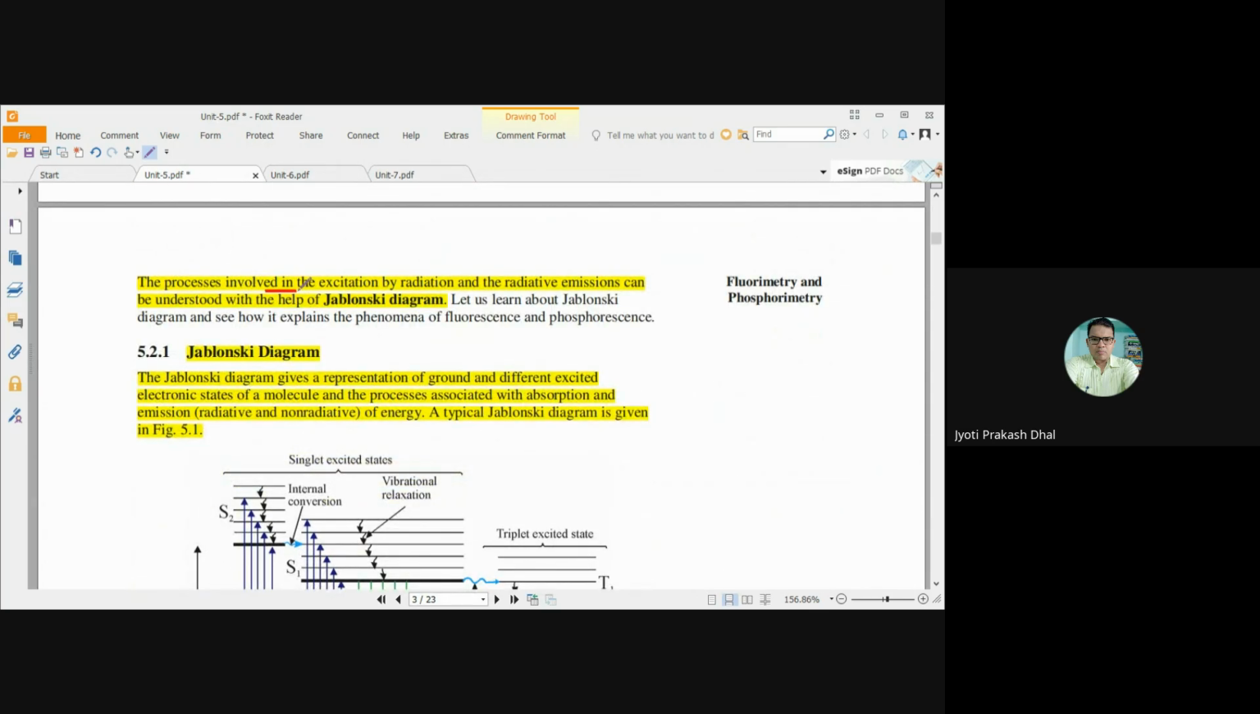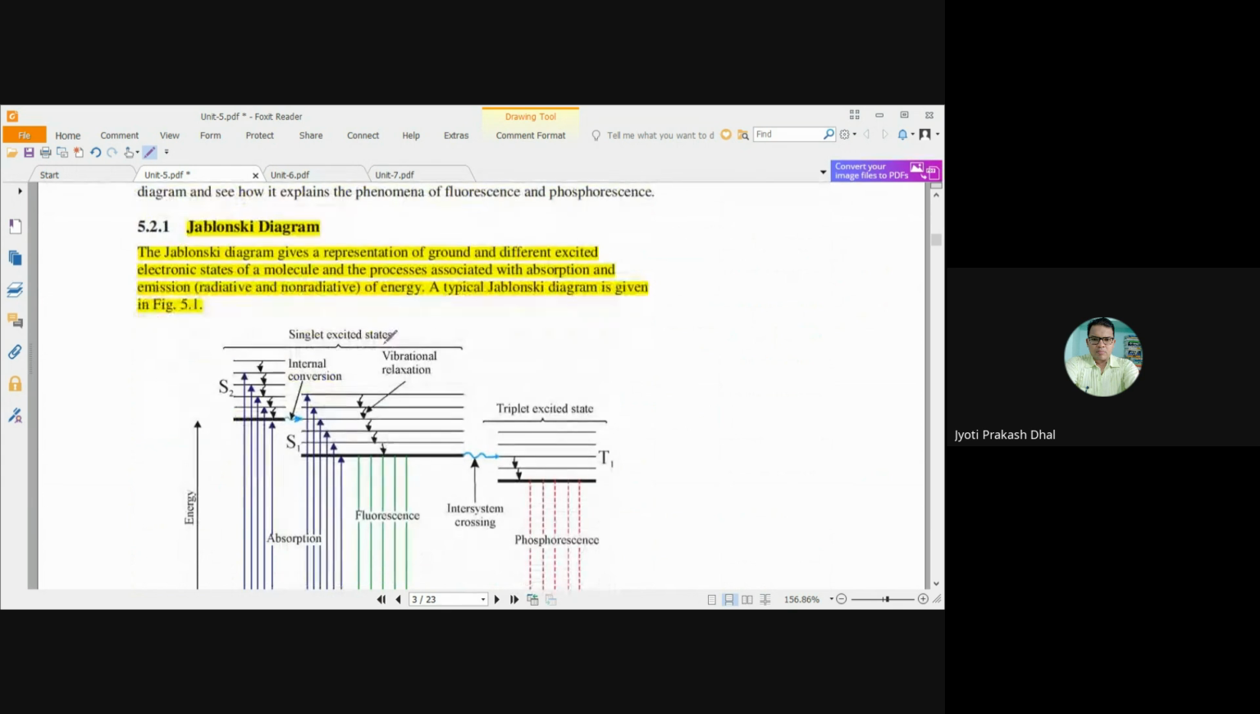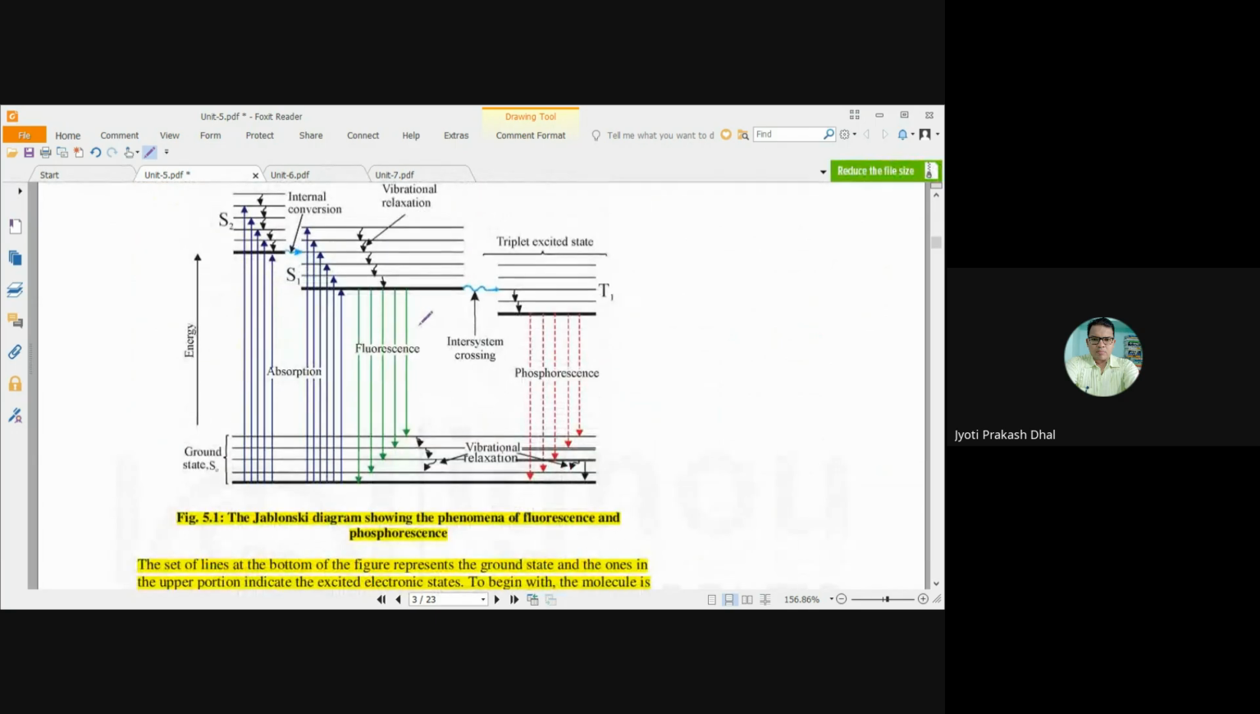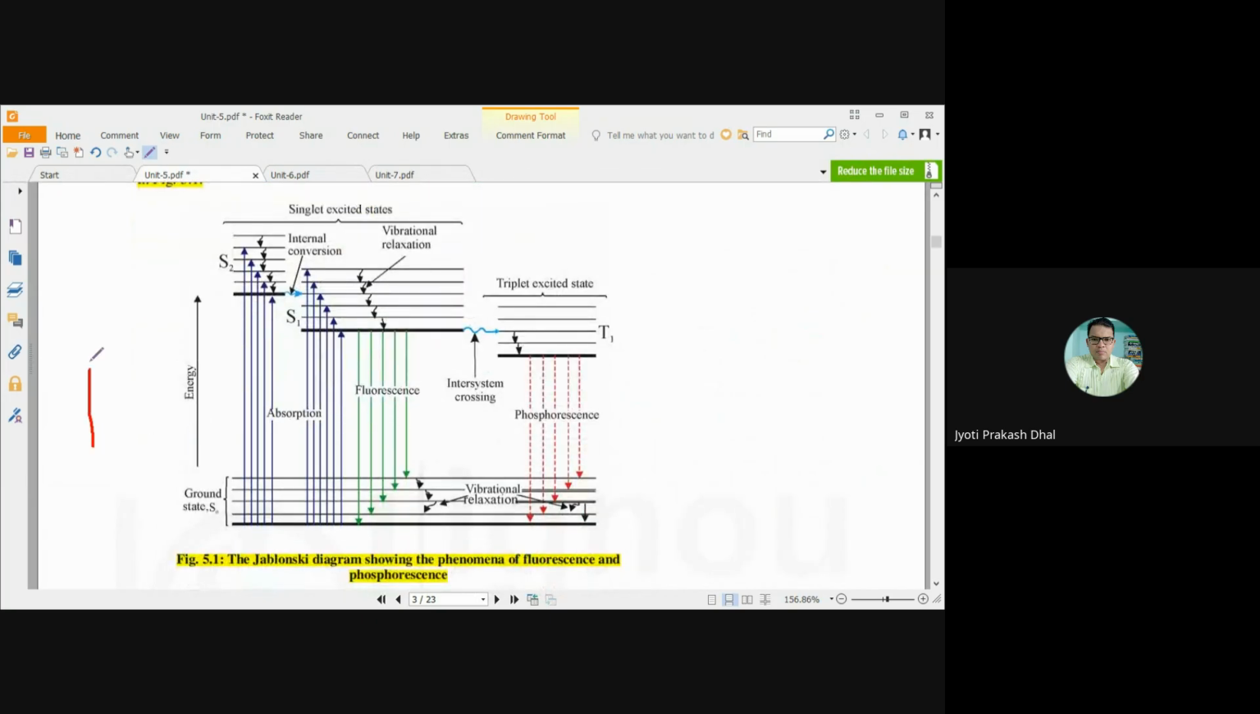The processes involved in excitation by radiation and radiative emission can be understood by a very common, well-known diagram known as the Jablonski diagram. This is one long question. Now we'll discuss what the Jablonski diagram is. The Jablonski diagram gives a representation of the ground and different excited electronic states of a molecule and the different processes associated with absorption or emission of energy. This is a typical Jablonski diagram, and you have to draw this diagram.